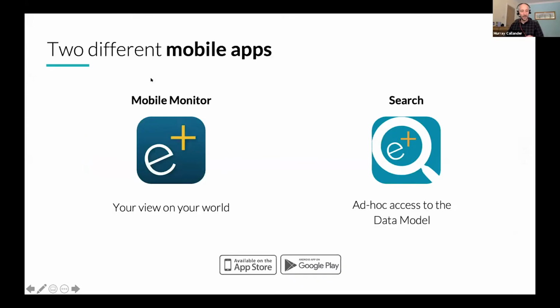So here are the two apps. We do one called Mobile Monitor, which gives you your customized view on your data. And we have Search, which gives you ad hoc access to the data configured in the data model. Both of these apps are available on Apple and Android platforms. They can be deployed inside a mobile device management system like Intelligent Hub or Intune, and they can be deployed outside of it as well. Deploying them inside a platform like Intelligent Hub gives you secure VPN access to your systems, so that's probably the better way to do it for an enterprise company.